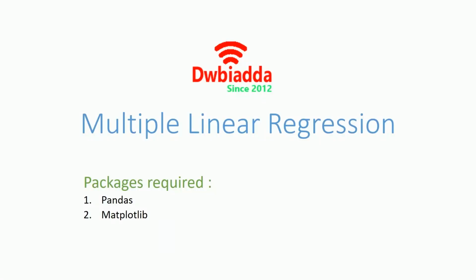Hello everyone. Welcome to this tutorial on multiple linear regression. Multiple linear regression is similar to simple linear regression. In simple linear regression, we had only one dependent and one independent variable, whereas in multiple linear regression, we will teach the machine to predict the values of the dependent variable from two or more independent variables.